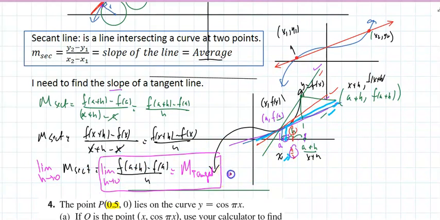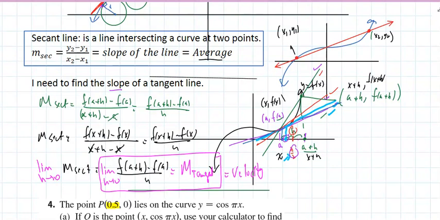Right? Or I could use any other letter. I could use x as well. It doesn't really matter. And guess what? The slope of the tangent is the definition of velocity. That is instantaneous rate of change, the rate of change at that one specific point.